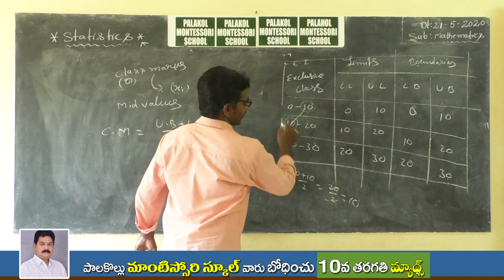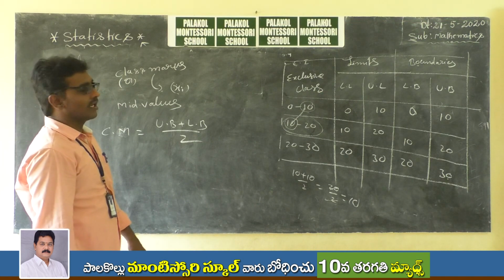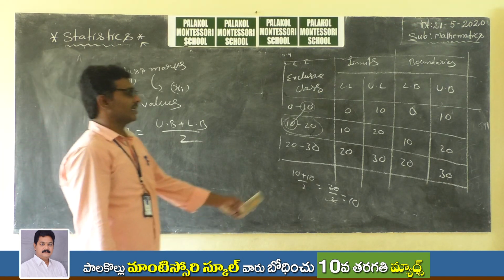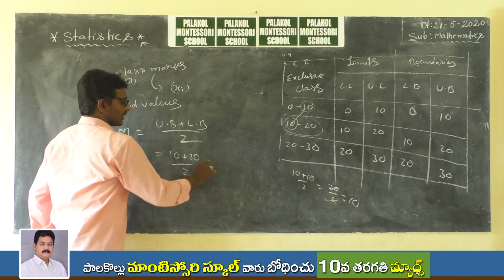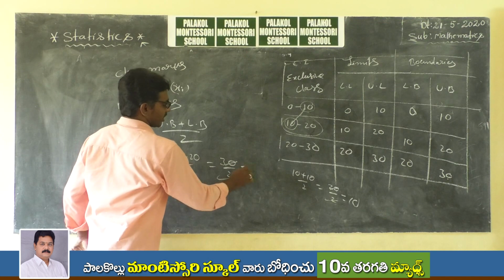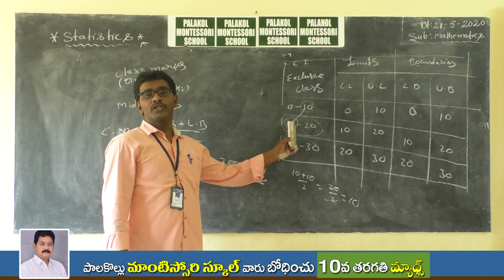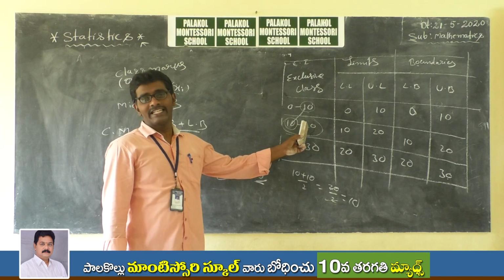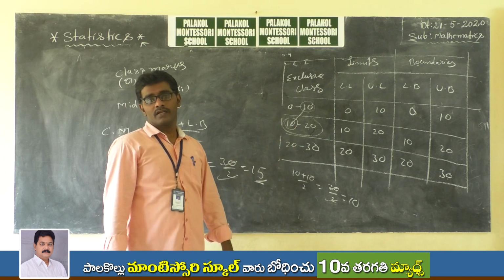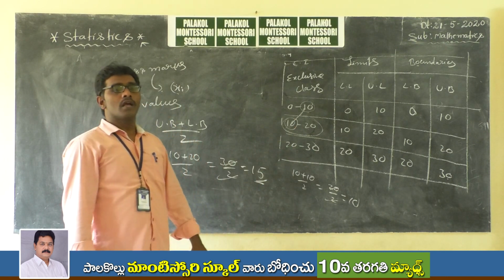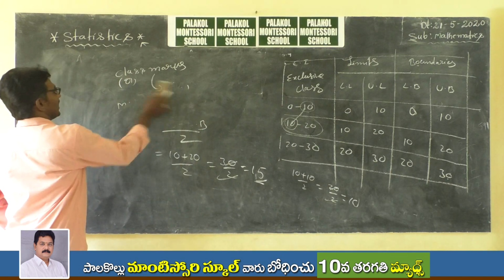Here the class interval is 10 to 20. What are the upper and lower boundaries, or limits, of that? 10 and 20. So 10 plus 20 by 2, that is 30 by 2, you get 15. 15 is the class mark of the 10 to 20 class interval. It is the central value of that class interval. The total frequency is focused on this value. Okay, right. Next one.